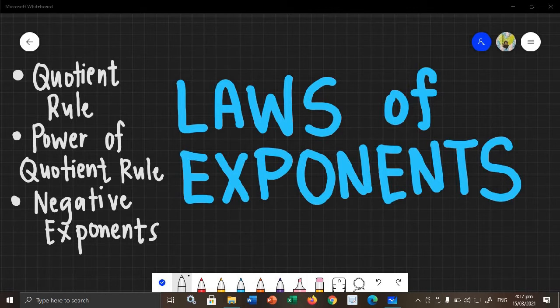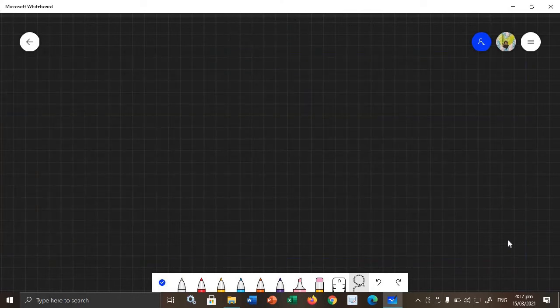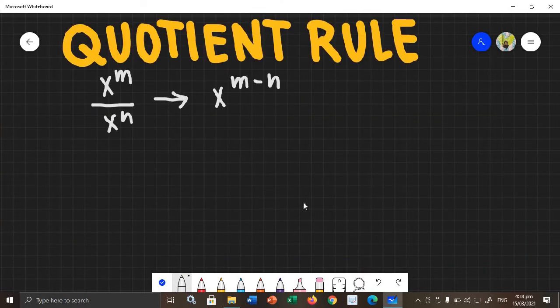So first, let's talk about the quotient rule. When we talk about the quotient rule, to divide two expressions having the same base, just subtract their exponents and copy the base. So as with the product rule, if they have the same base, you need to add their exponents. As for the quotient rule, if they have the same base, you need to subtract their exponents. Let's say we have these examples.